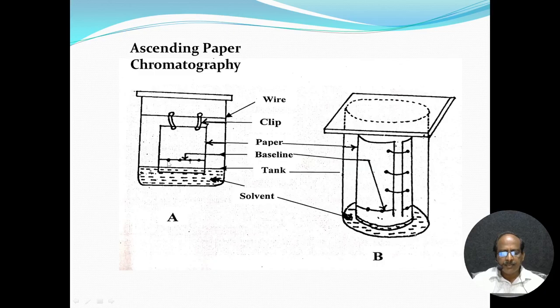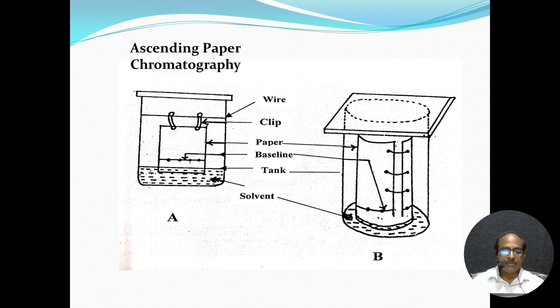We have to apply the samples 1, 2, 3, 4 on the baseline, just like that. One precaution is most important: the baseline must not be immersed in the solution. If the sample is miscible with the solvent, the experiment will definitely collapse. In ascending, the most important precaution is that your sample should not mix with the solvent. That is called miscible.